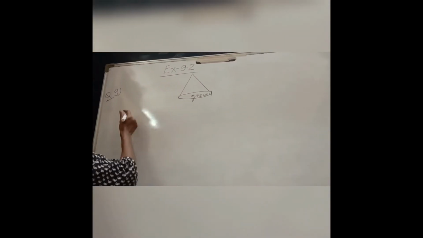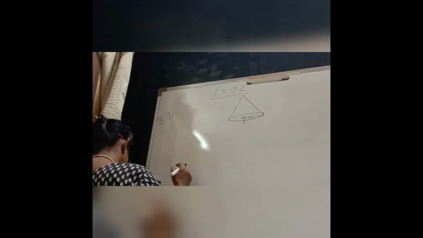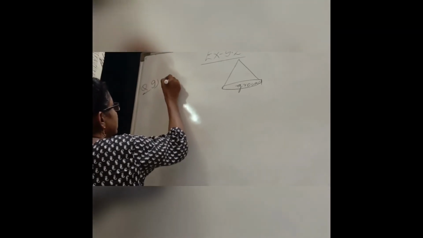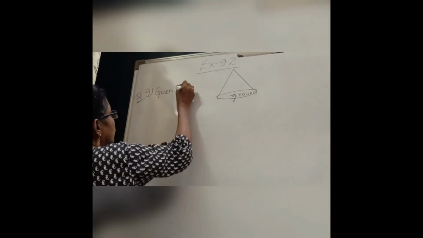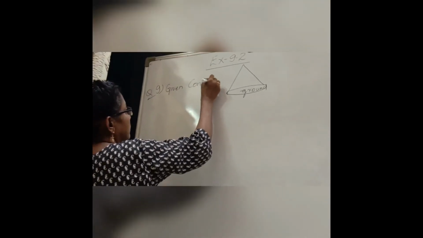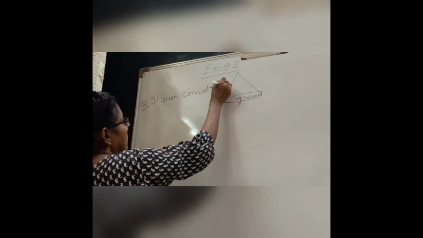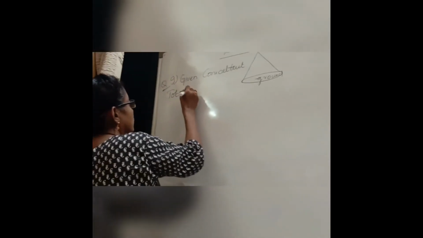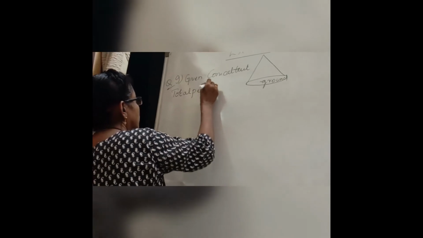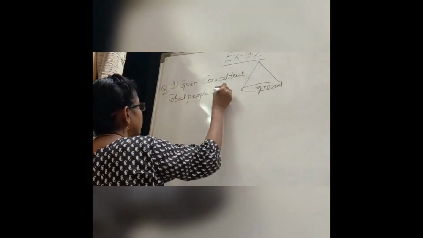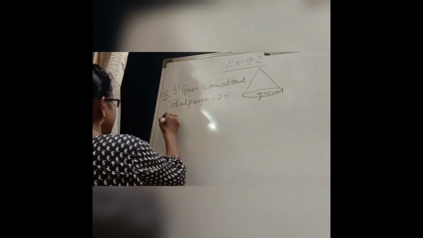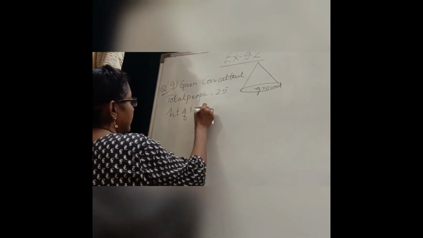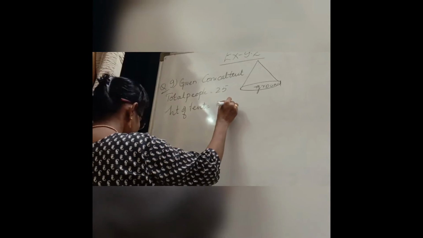Now total number of people are 25. So given is conical tent. Total people is equal to 25. Height is given as, height of tent is given as 18 meter.